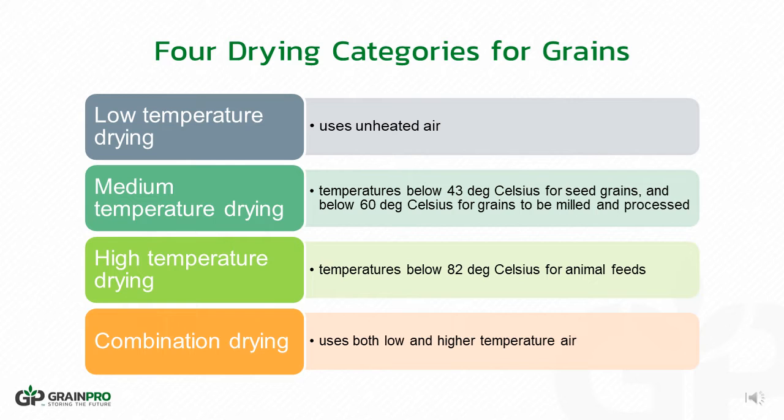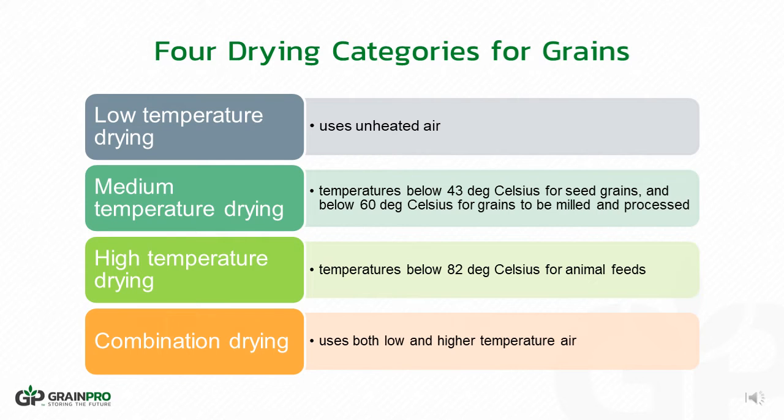Low temperature drying, which uses unheated air, is also referred to as ambient drying or near ambient drying. In low temperature drying, the objective is to control the relative humidity, or RH, so that all grain layers in the deep bed reach equilibrium moisture content, or EMC.